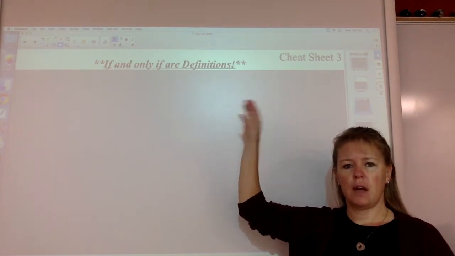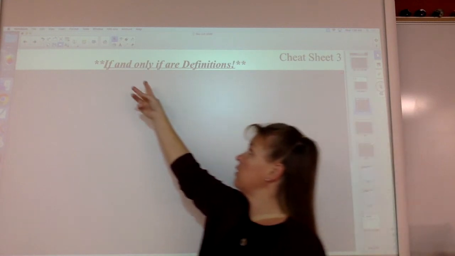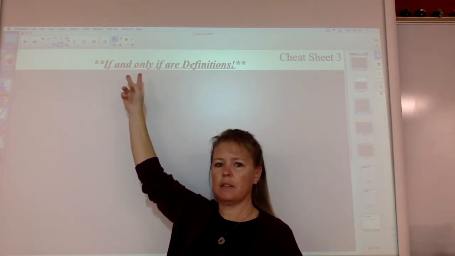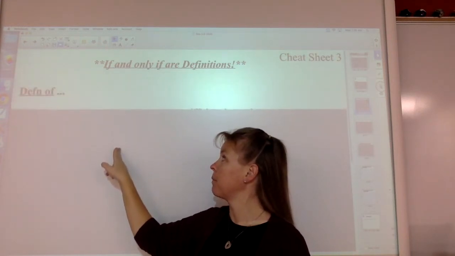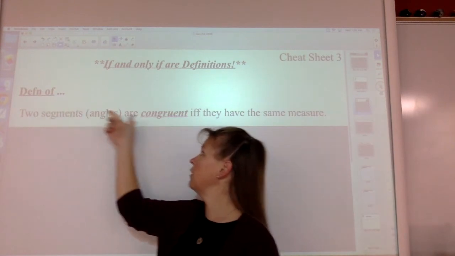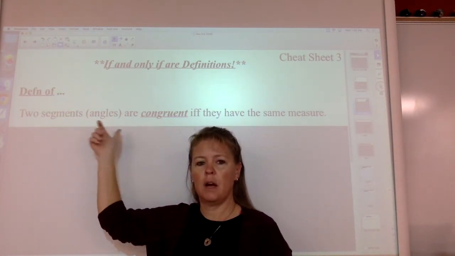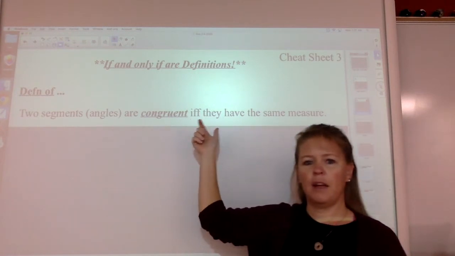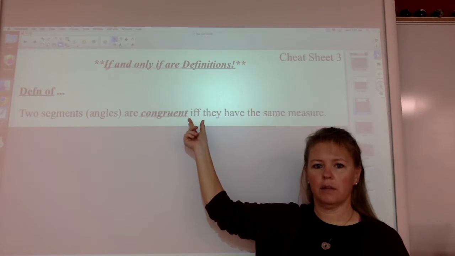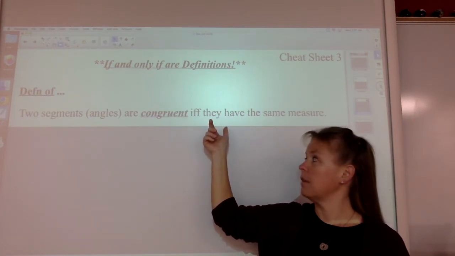They're all geometry terminology definitions, and because they're definitions, they're all biconditionals. They all have if and only if in the statement. For example, definition of congruent. You can call these all definition of congruent. Two segments, or we could say angles, are congruent if and only if they have the same measure. That's an abbreviation for if and only if. Two segments or angles are congruent if and only if they have the same measure.